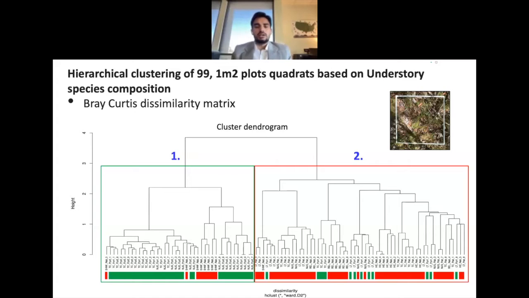So the green color denotes the presence and red color shows the absence of the species in the plots. This is cool, that we see our data is automatically grouped into two major groups, where we see our species was present and where species was not present. So we used understory species composition data to carry out this analysis.